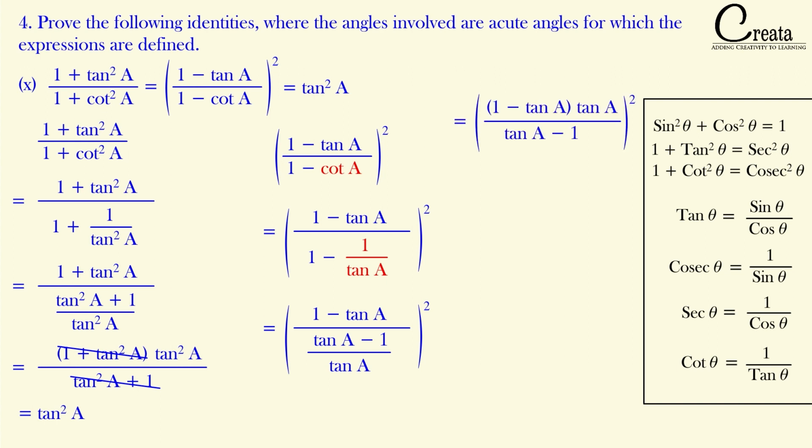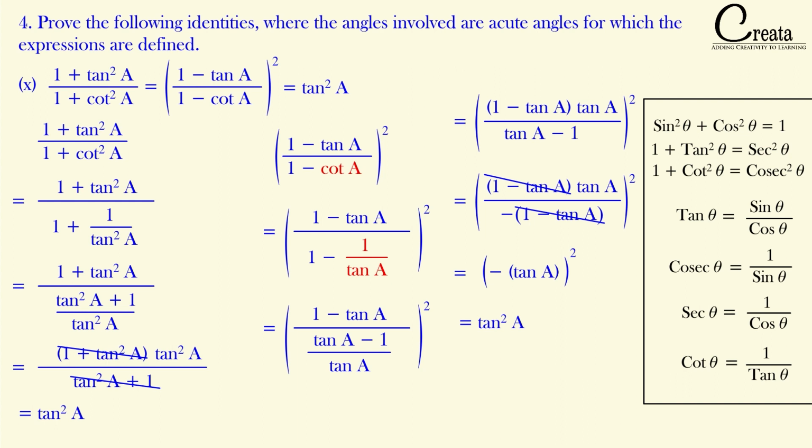Further, let's rearrange this. We got 1 minus tan A in the numerator and tan A minus 1 in the denominator. We can cancel out both terms if we take negative as common from one of them. Let's take negative as common from the denominator. Here 1 minus tan A and 1 minus tan A will cancel out with each other. We got minus tan A whole square, which is tan square A. Got it? We got the answer as tan square A, which is equal to the right hand side. So we have proved that the two terms are equal to tan square A. We are done with part 10, so we are done with question number 4.